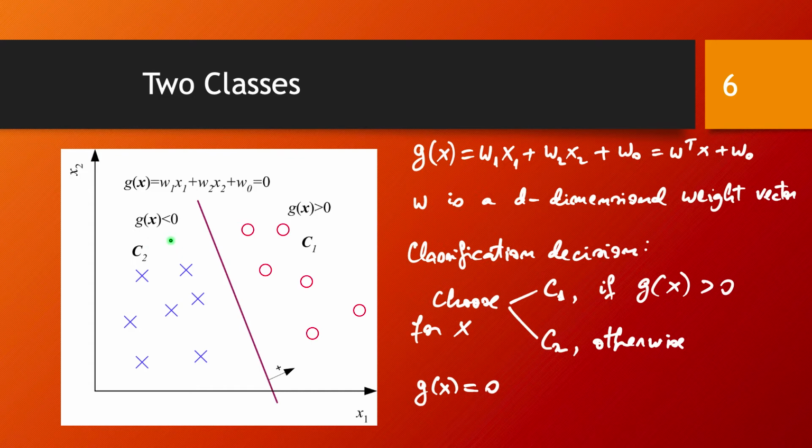So our classification decision can also be interpreted like this. We take the hyperplane defined by our discriminant function being equal to 0, and on one side of this hyperplane, all the data points falling into that half space are going to be classified as being into C1, and all the data points falling into the negative half space are going to be classified as belonging to C2.